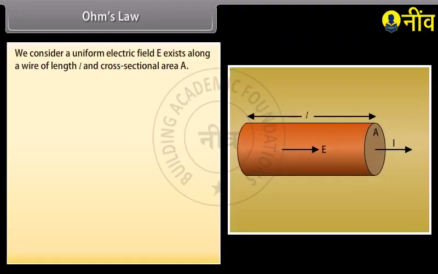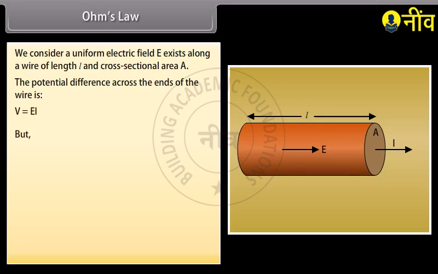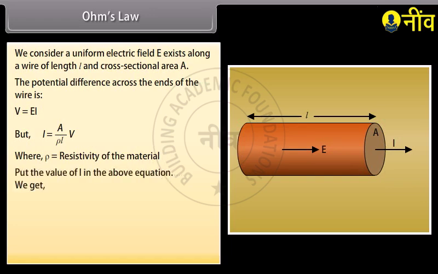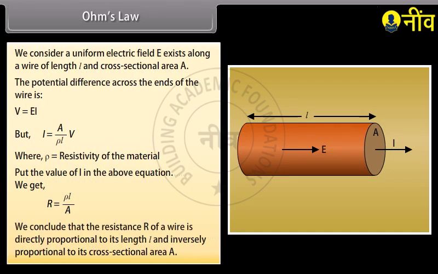We consider a uniform electric field E existing along a wire of length L and cross-sectional area A. The potential difference across the ends of the wire is given by V is equal to EL, but I is equal to A upon rho L multiplied by V, where rho is the resistivity of the material. Put the value of I in the above equation. We get the value of resistance, which is equal to rho L upon A. We conclude that the resistance R of a wire is directly proportional to its length L and inversely proportional to its cross-sectional area A.